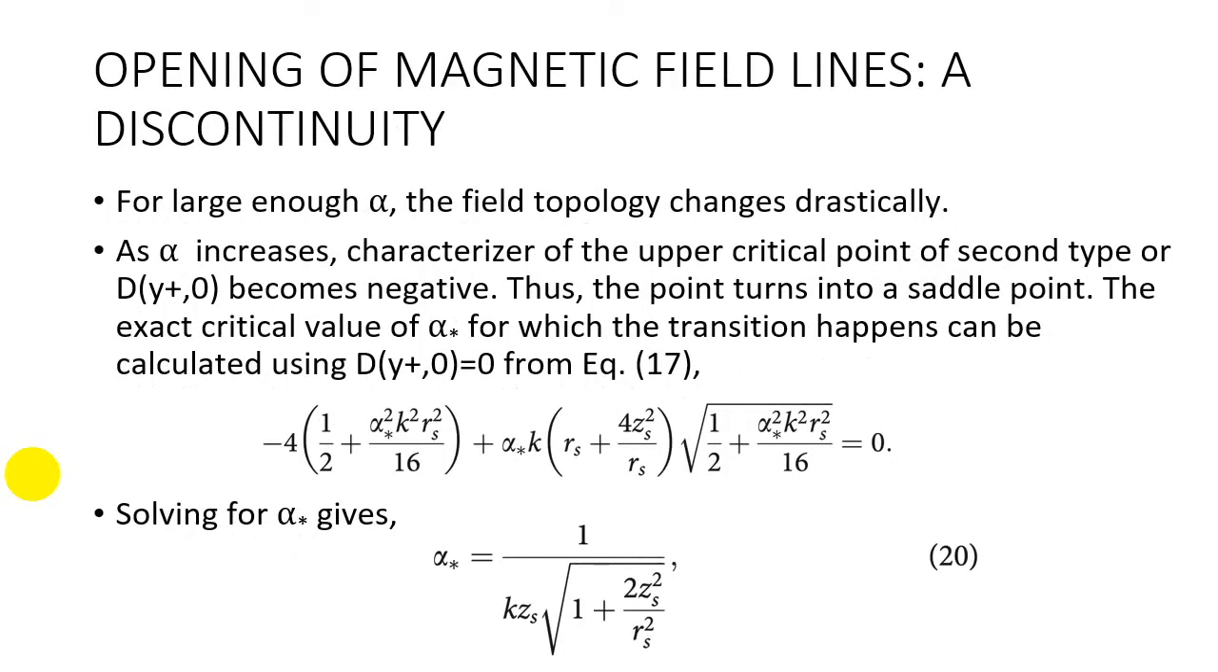Remember this, the characterizer. As alpha increases, the characterizer was initially positive, right? So once the characterizer becomes negative as alpha increases, then that upper critical point is going to become a saddle, right? And we can find the critical alpha for which that happens by setting this to zero. We've done that and we get this.